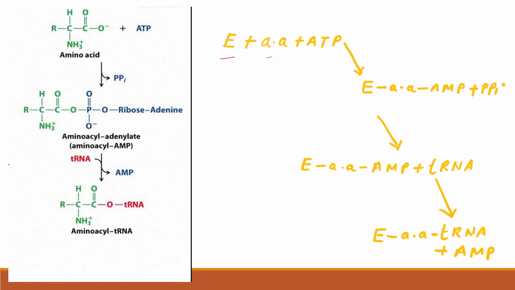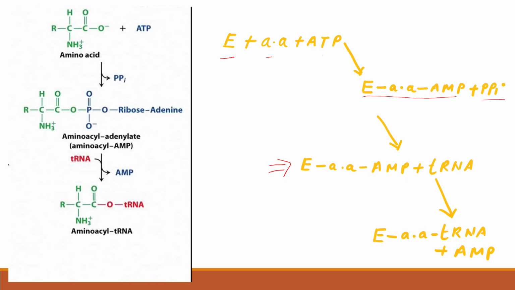Aminoacyl AMP is still bound to the active site of the enzyme. PPI is released and eventually broken down, releasing a large amount of energy, which stabilizes aminoacyl AMP. In the second step, aminoacyl AMP can now react with tRNA, eventually forming aminoacyl tRNA plus AMP, which is released.